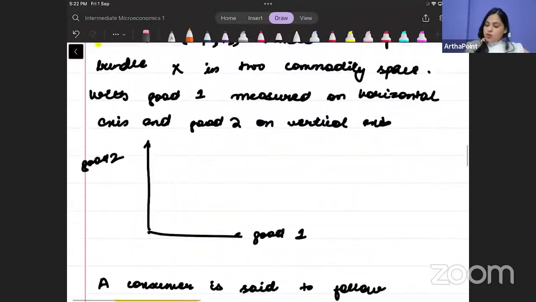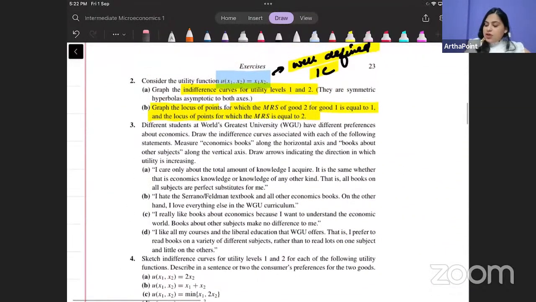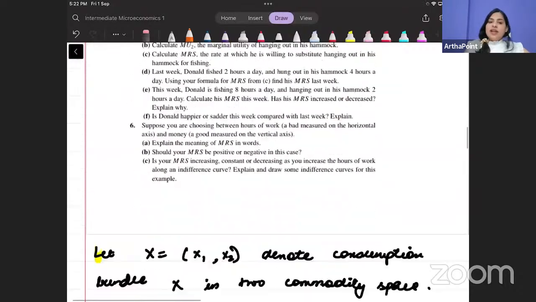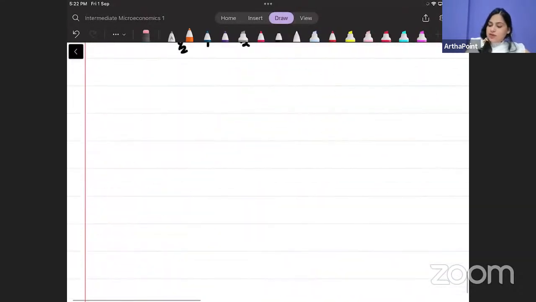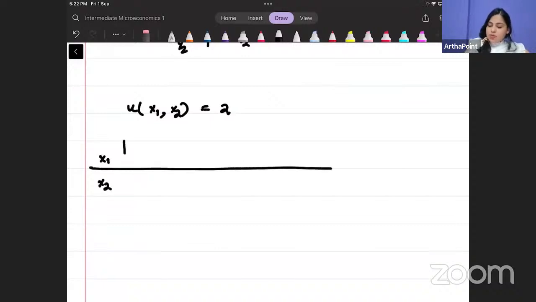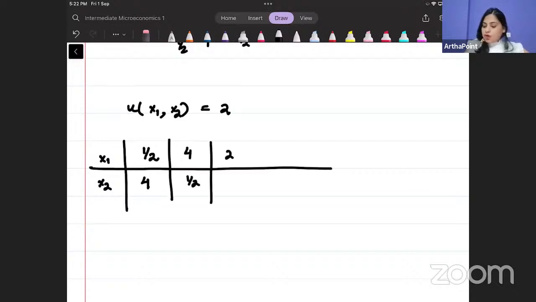So, ek baar dhyan se dekho what the question stated. The question says, draw the indifference curve for utility level 1. So I've taken utility at 1 and I've plotted this. Now it says, draw this for utility level of 2. So beta, let us draw this further. So now I have u of x1, x2 as 2. Again, I will take different points, x1, x2. So beta, we know that half into 4 is 2. 4 into half is 2. 2 into 1 is 2. And 1 into 2 is also 2.